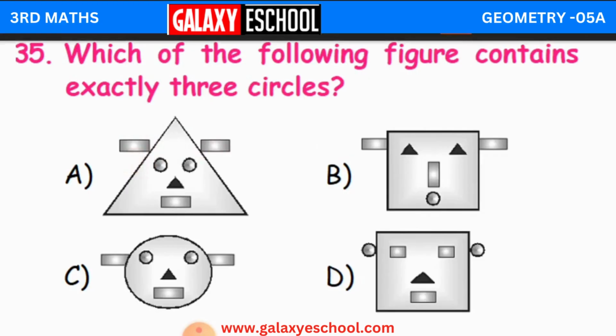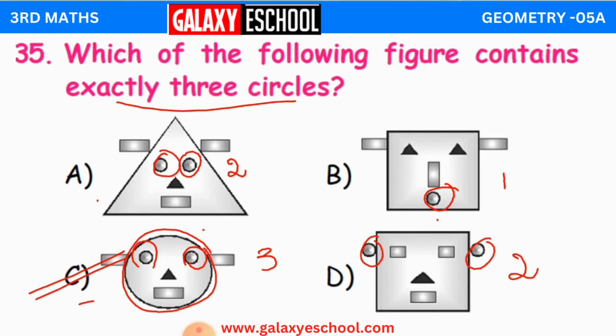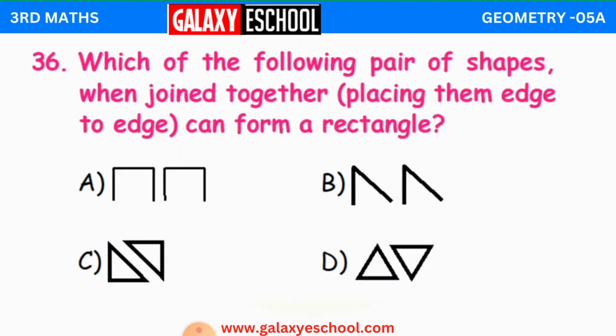Now coming to question 35, which of the following figures contains exactly 3 circles? We have to find the figure which has exactly 3 circles. Coming to figure A, we have 1 and 2 circles. Figure B, we have 1 circle. Figure C, we have 1, 2 and 3, so we have 3 circles. Figure D, we have 2 circles. So which will be our correct option, children? Option C. Yes, figure C has exactly 3 circles.